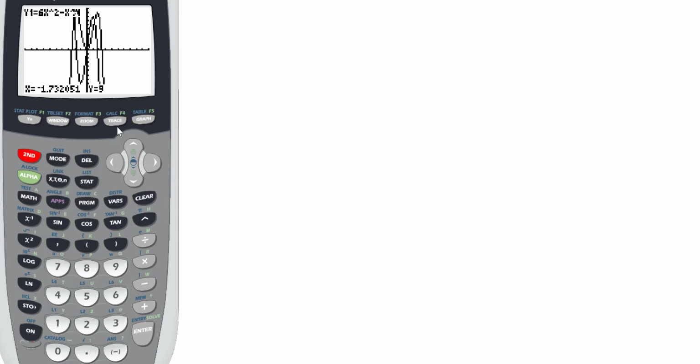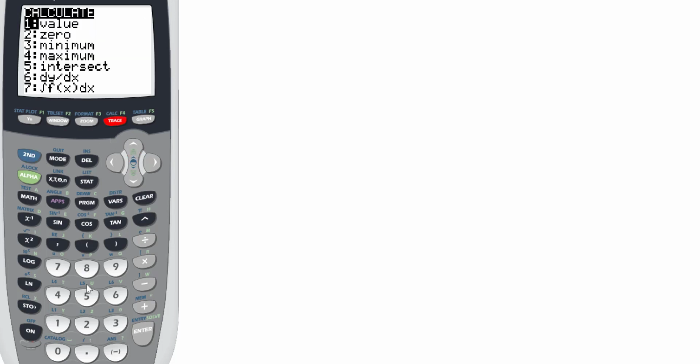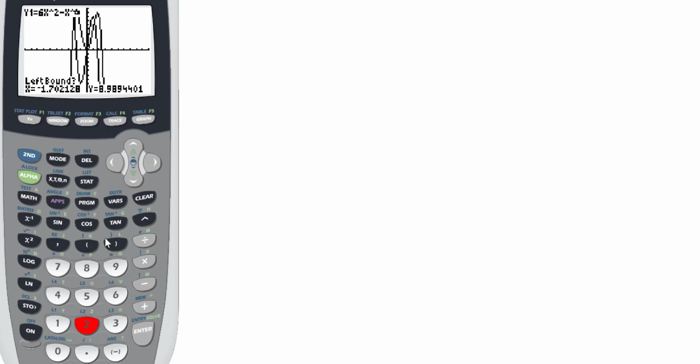Okay, so again, I'm going to do second, calculate, 0, and we're going to go left bound. So I'm going to cursor over here a little bit. Oh, see, I'm on Y1. I don't want to be on Y1. So I'm going to change my arrow. I'm going to go on Y2. That's what I want to do. Okay, there we go. So now, see, the cursor's right down here, right below here.